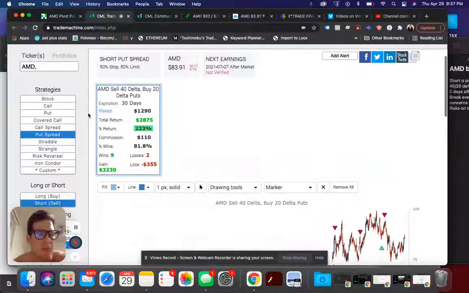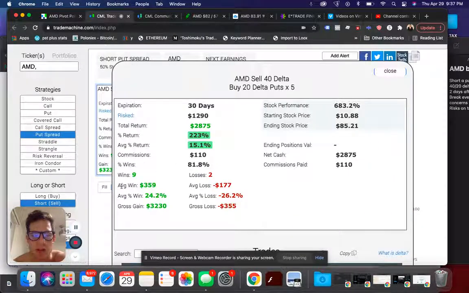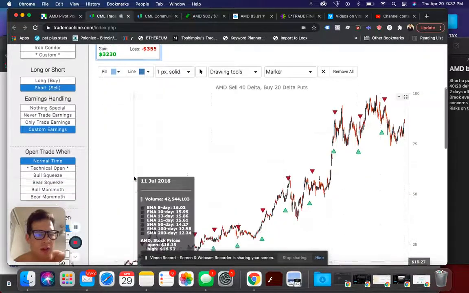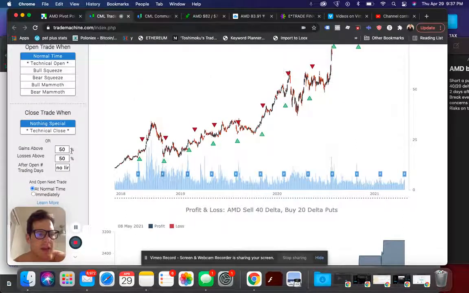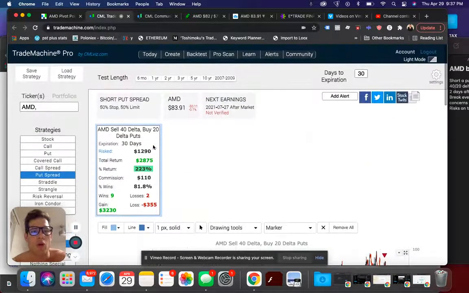So let's click on this. Let's see what the average win was. Average win was $359. Average loss was $177. I put on here a 50% limit and a 50% stop limit. So if we gain 50%, we close. If we're down 50%, we're out. So those are the parameters we're working with.